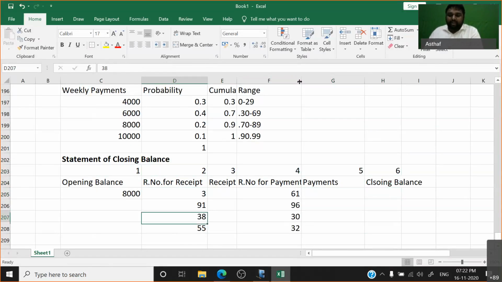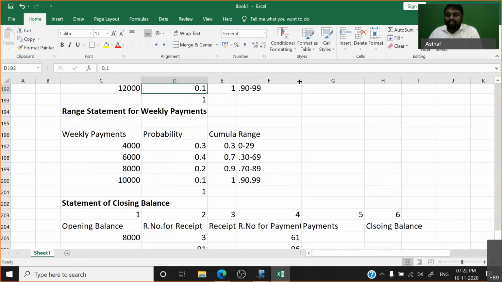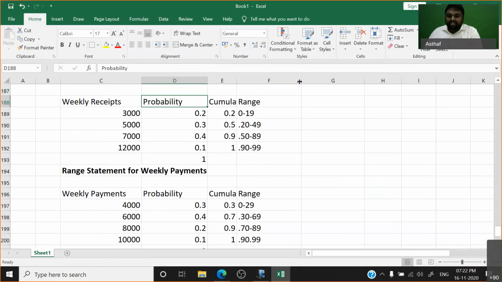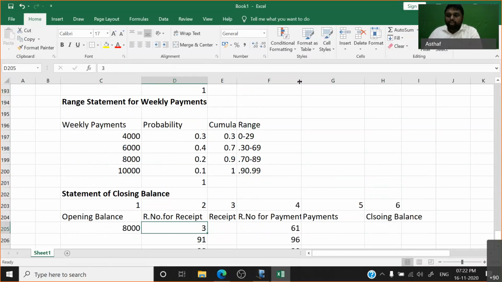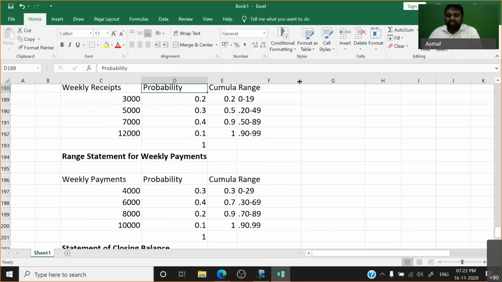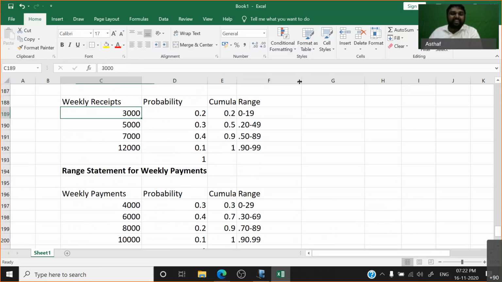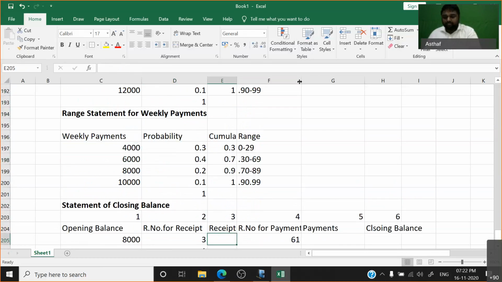Random numbers for receipts we have. So you have to look into the receipts column. See, the first random number is 3. So 3 is coming under which level? This level. The corresponding receipt will be 3,000. Next, random number 61. 61 is coming in 30 to 69, which will have 6,000.